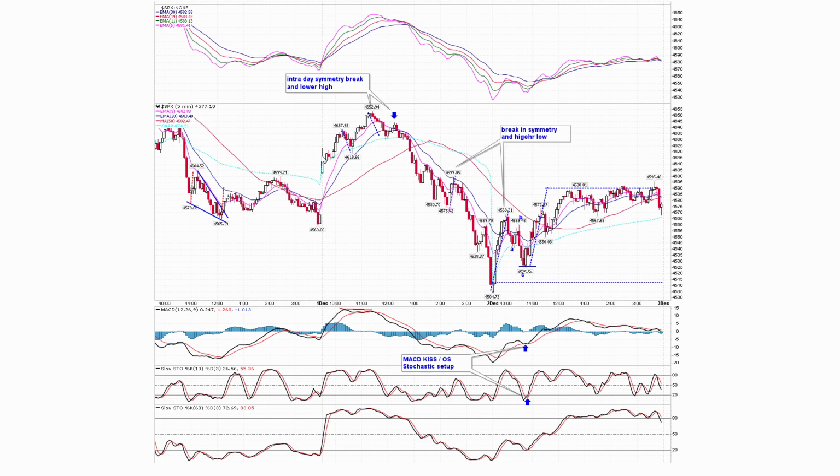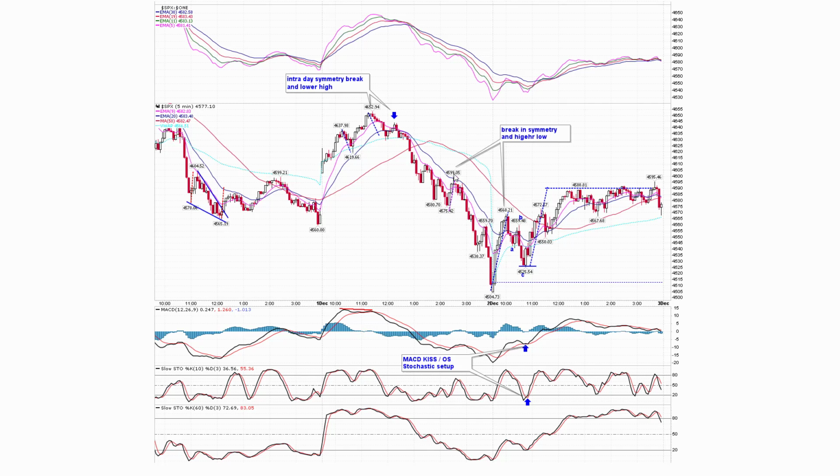So you get your rally attempt, pullback. So I measure that pullback here, larger than this, break in symmetry. So what do I look for? A lower high. So that would have been an area to short. And again, that was a great short. As you can see, S&P here dropped 150 points from the high. That was a hell of a sell-off in one day.